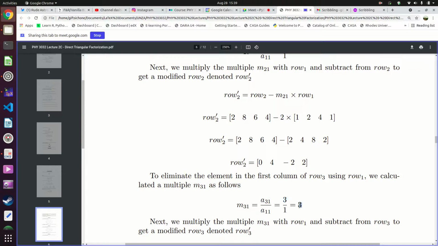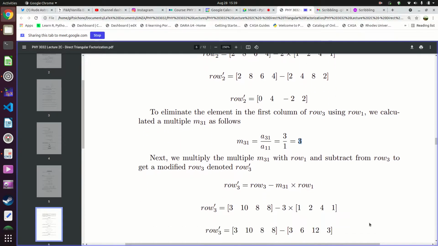So we're going to get a 3. This is the multiplier we're going to use in our lower triangular matrix in the first column. Then we try to modify the third row. So the third row minus the multiplier times the pivot element, the pivot row number 1. When you do this, we should get our modified row number 3.